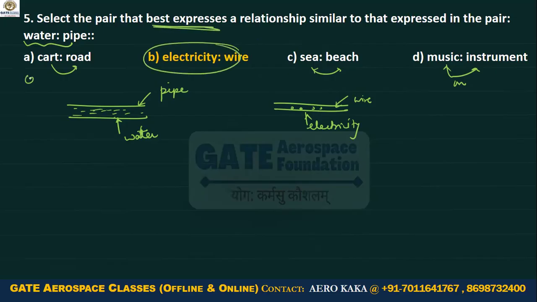Rest you can see it would be cart on road. Beach should be near sea. And music by instrument or on instrument. Right? But water through pipe and electricity through wire. So these are the best combinations or best matching words. Okay, and let's see the next question.